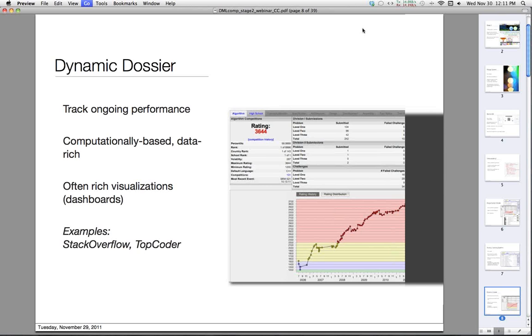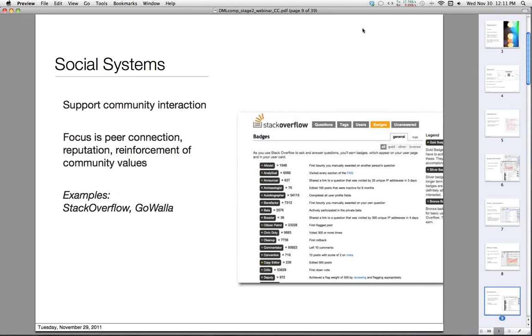If we take a look at social systems, I think this might be the one that people are probably most familiar with. This is to recommend community interaction and to recognize peer learning or peer assessment. And this is a screenshot of Stack Overflow. And in this instance, it's a reputation system. It's a reinforcement of community values. So this provides an opportunity to start thinking about what are the values that your organization truly would like to see repeated and enhanced and recognized. And some examples to consider here are Stack Overflow and Gowalla.